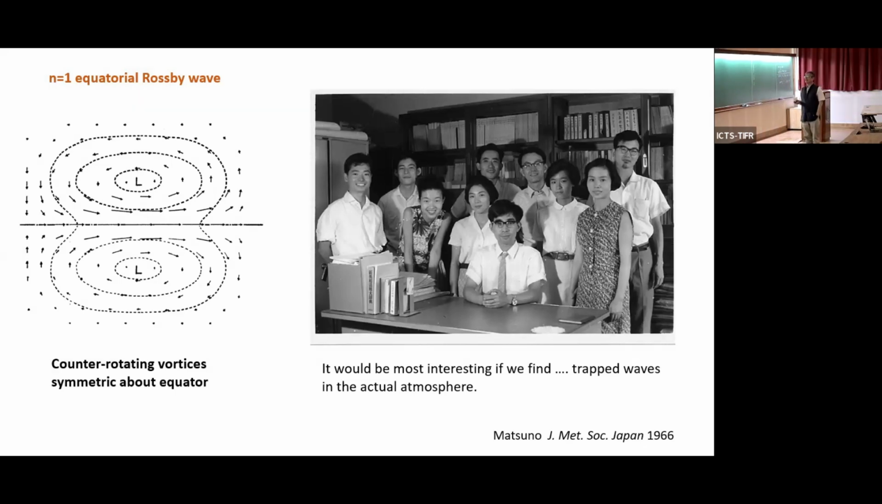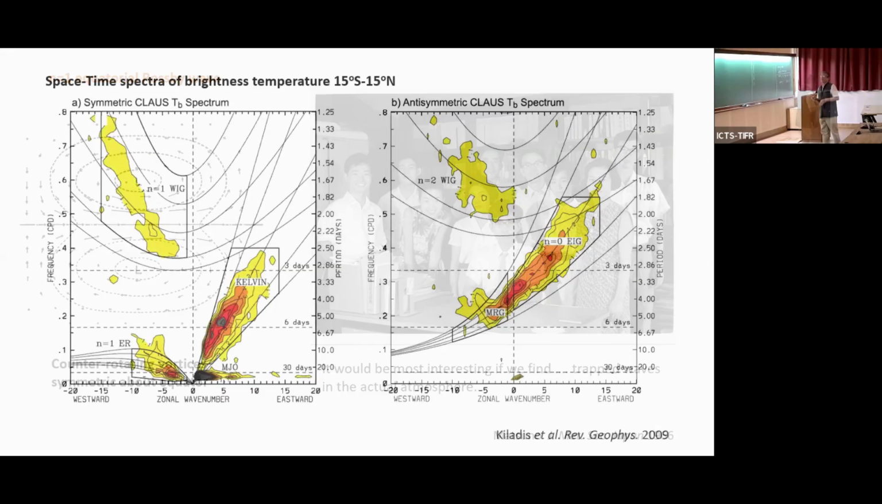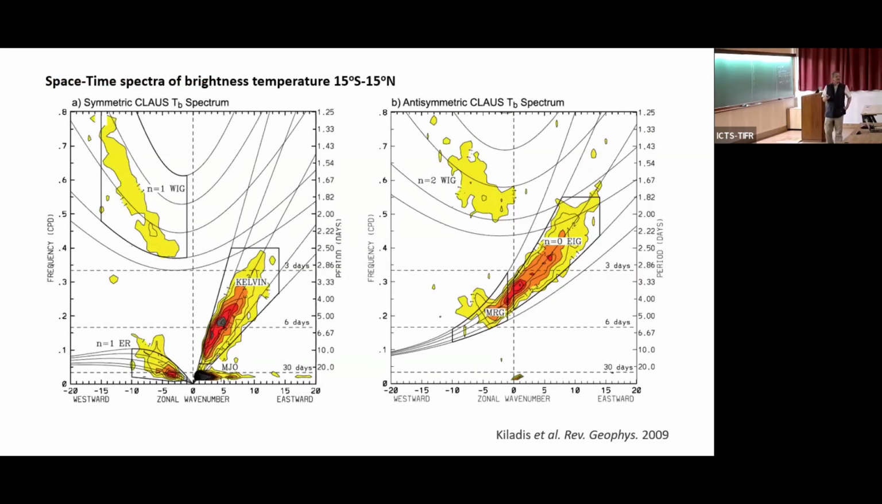And this is a brilliant paper. And I like the modesty of this last sentence: it would be interesting if we find trapped waves in the actual atmosphere. It's hard to find a paper that ends on such a modest note these days. And indeed, there are these waves wherever you look in the atmosphere and ocean.